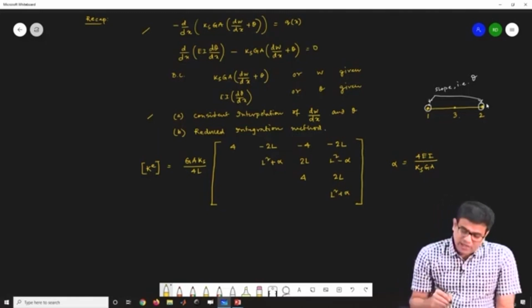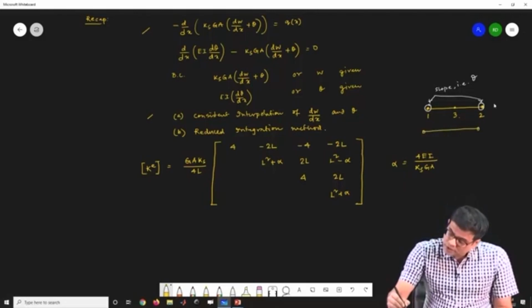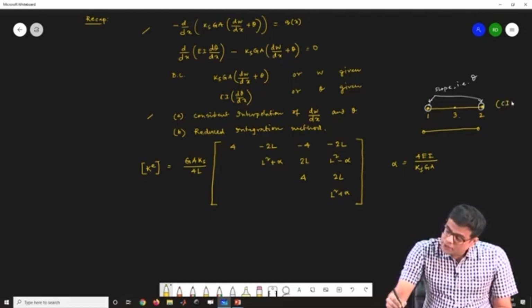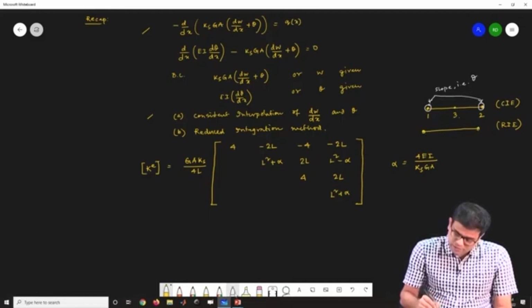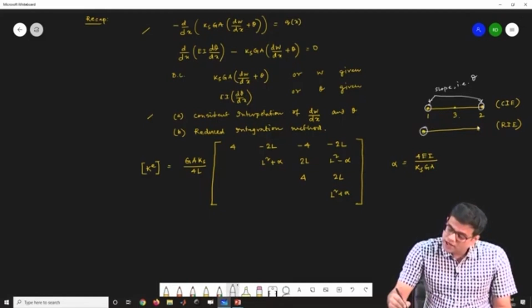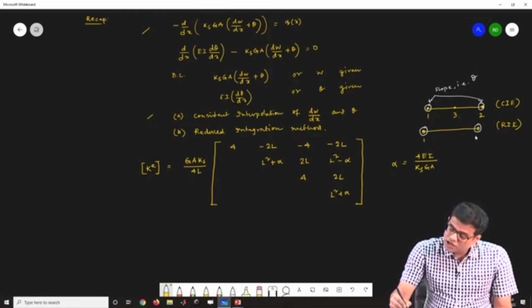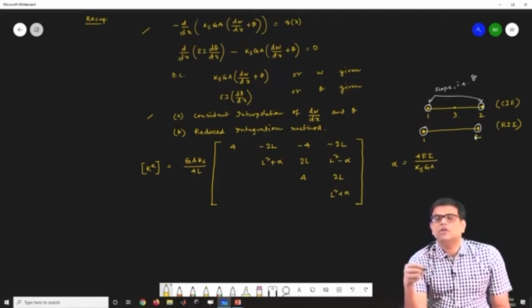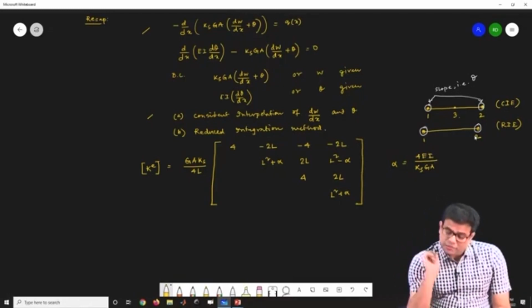In the case of the reduced integration method we use a 2 noded beam element. So that is the consistent interpolation element, and this is the reduced integration element. Here we did slope and displacement with the same number of nodes, and we can use a similar interpolation function for displacement as well as slope. So this is actually the reduced integration method.